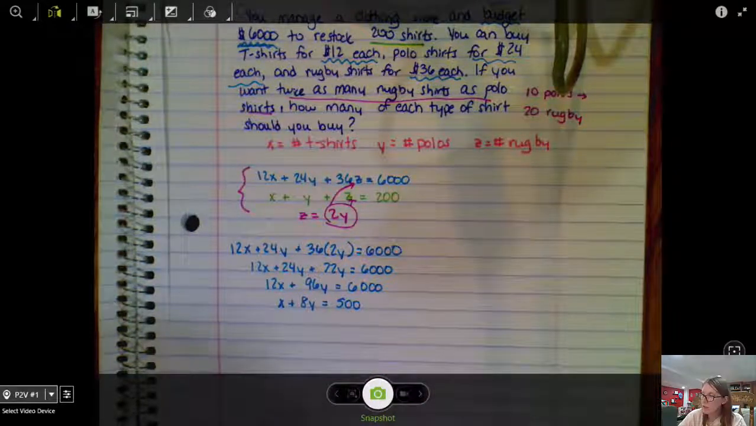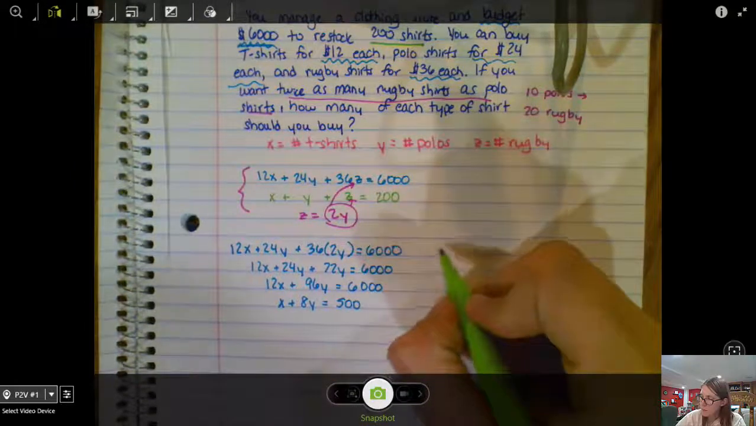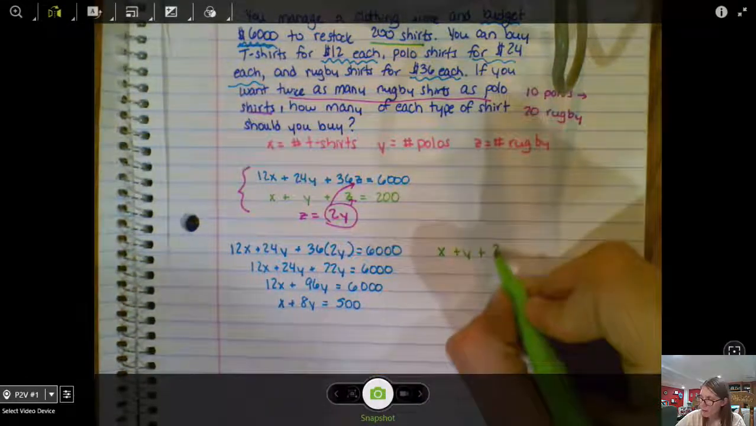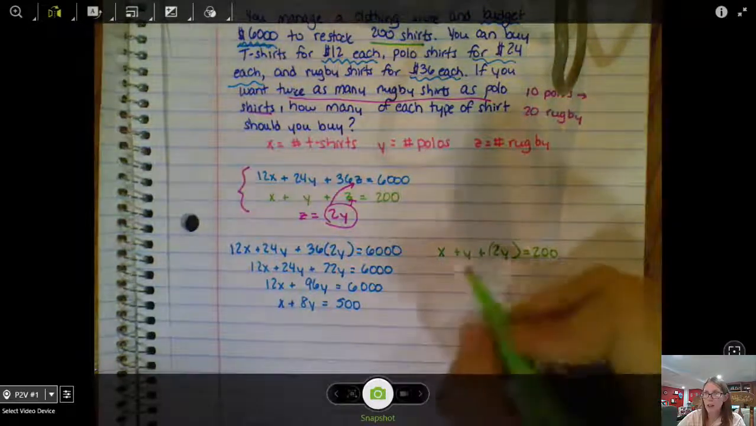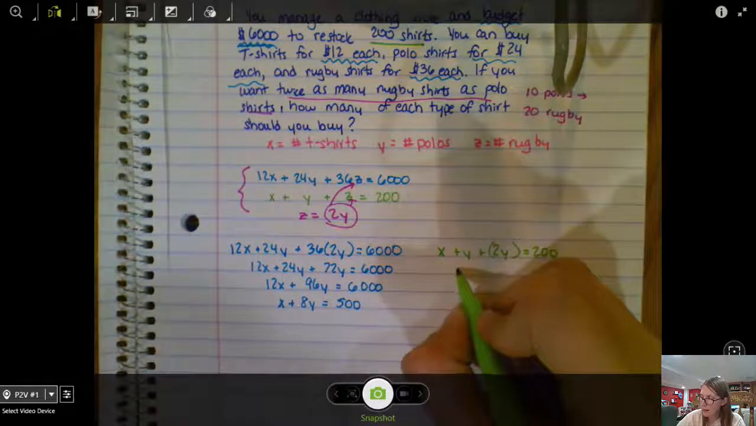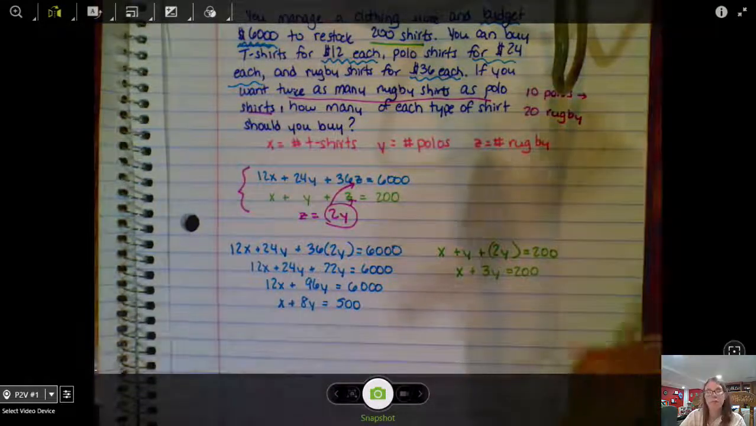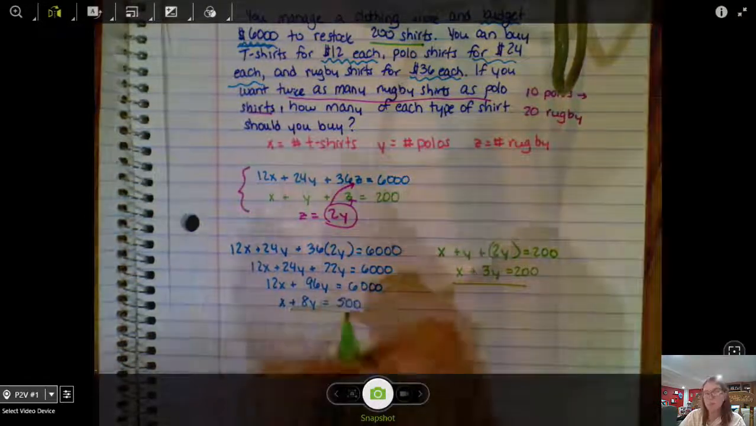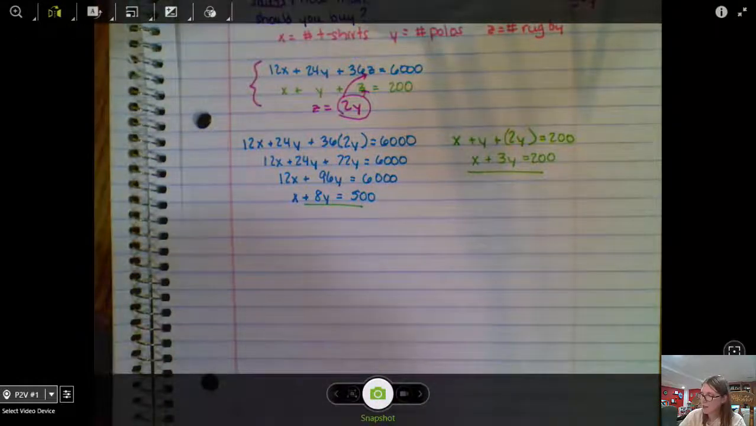And then let's also plug our z equals 2y into our middle equation here, the green one. And have x plus y plus z, which is 2y, equals 200. y plus 2y is 3y. x plus 3y equals 200. So this is my system now that I will solve together, my system with two variables. Line those on top of each other.